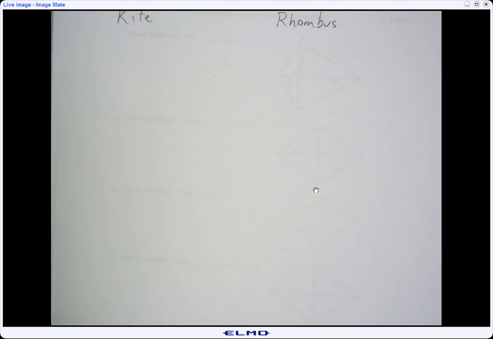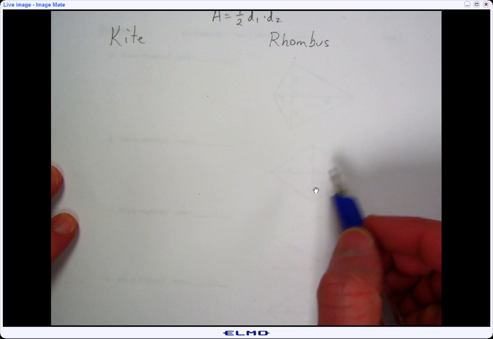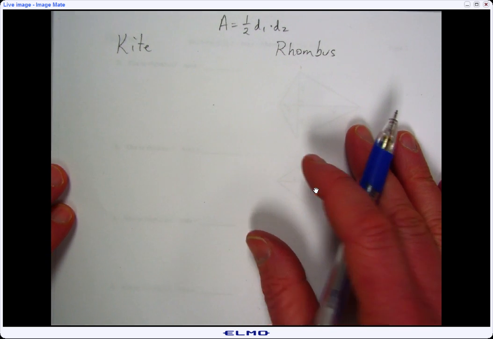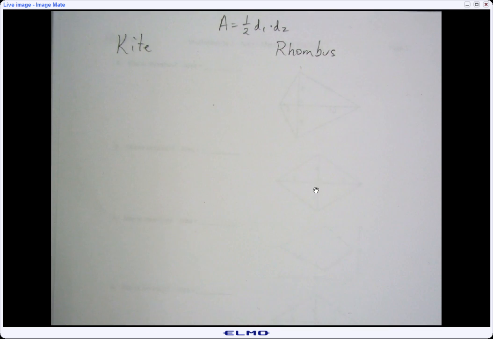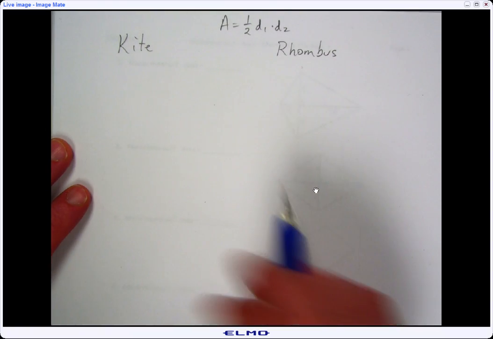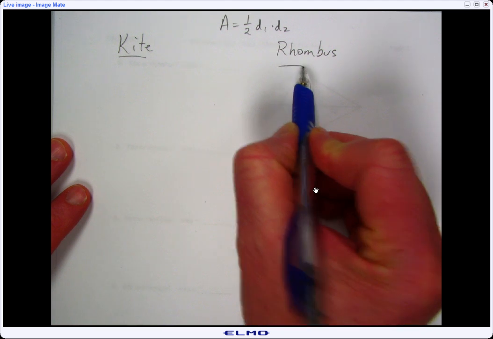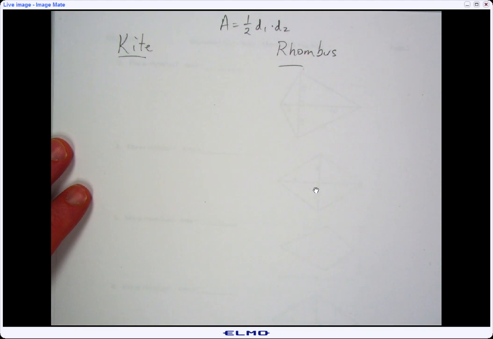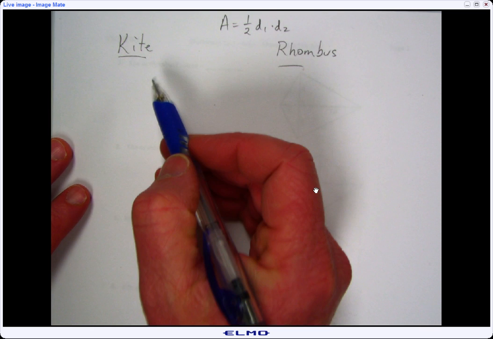This video is going to show you how to make a rhombus and make a kite using your ruler, and then also we'll find the area of the rhombus and the kite. So I'm just going to split this up in two parts. They are similar because both of them have diagonals that are perpendicular.